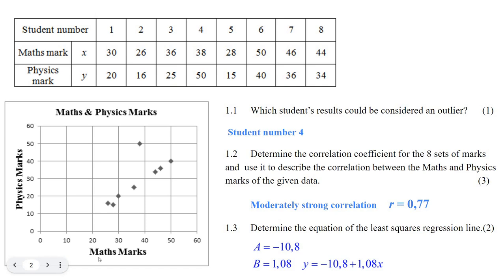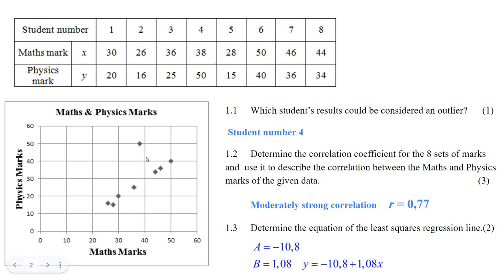Okay, let's do this statistics question here. We're going to try and compare the math marks and the physics marks of 8 students. And all you've got to do, well, first let's read the first question. Which student's result could be considered an outlier? Well, that guy is out in left field. It's definitely an outlier. All the other ones look like they go along a line, really.